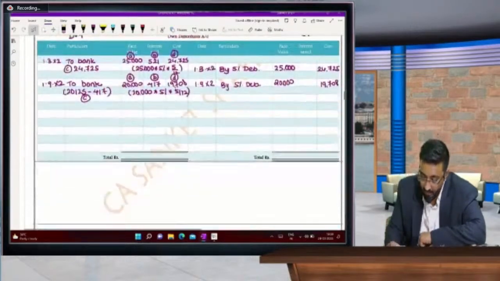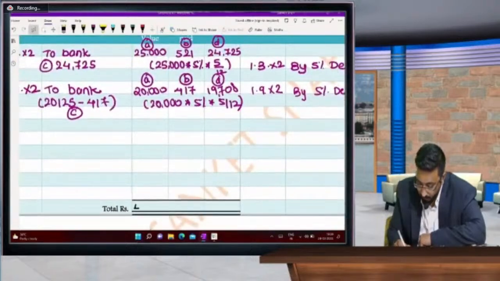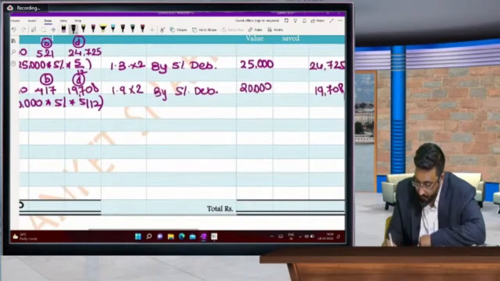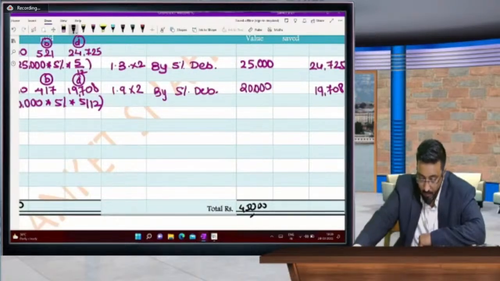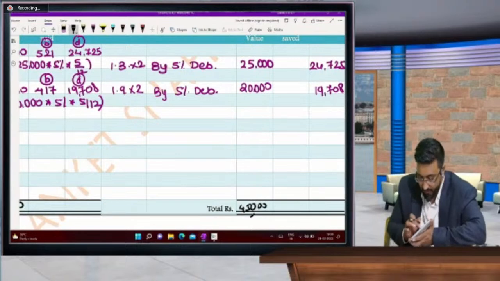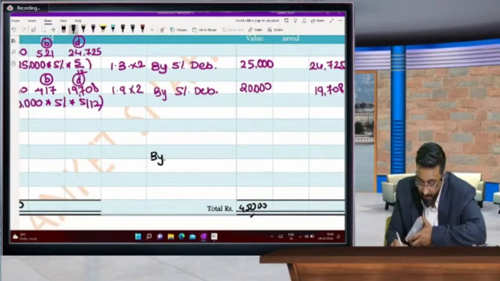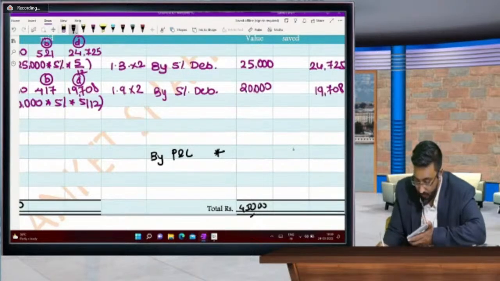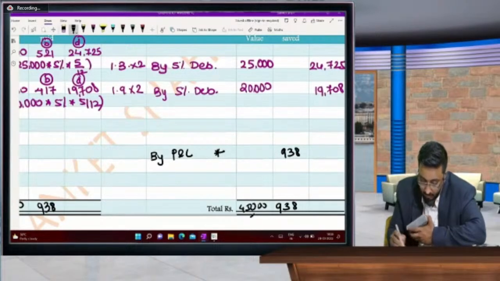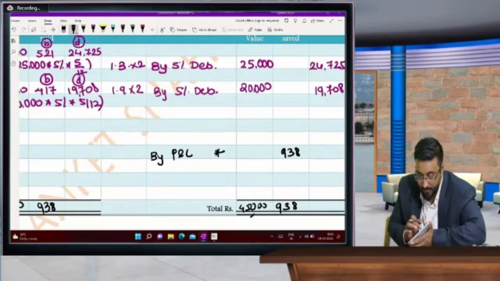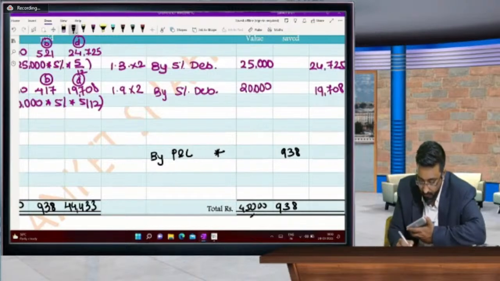Next, own debentures. 45,000 is going to tally. Then 521 plus 417. But this is your interest account saved by interest. By P&L that you paid it, 938. And 24,725 plus 19,708, it is going to tally, 44,433.